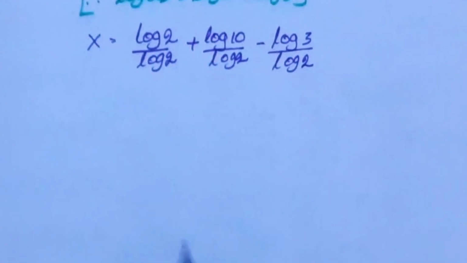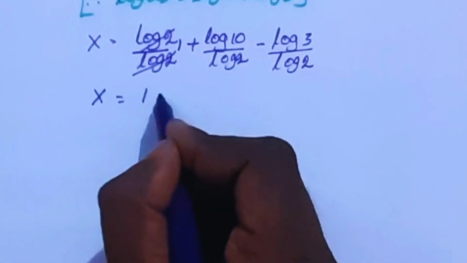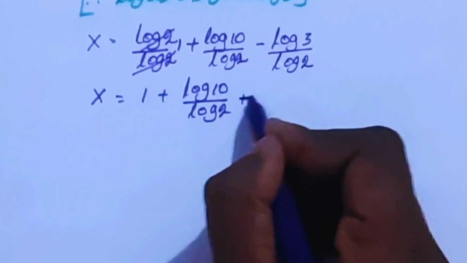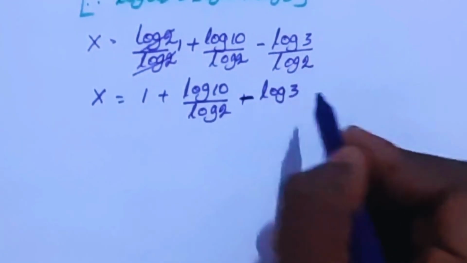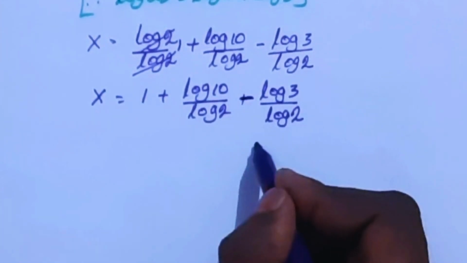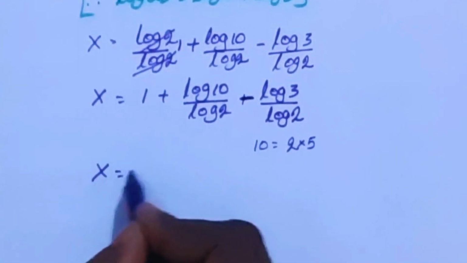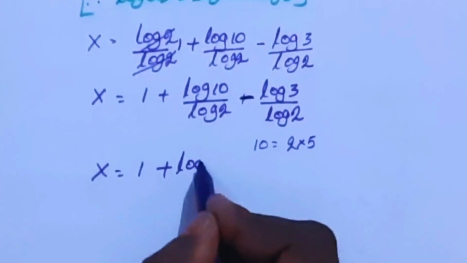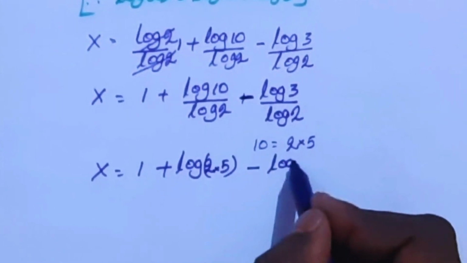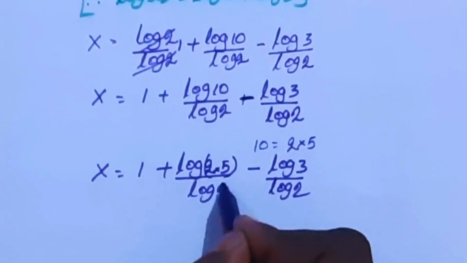Now you see this log 2 cancels this. Here it is 1. So x equal to 1 plus log 10 by log 2 minus log 3 by log 2. Now this 10 can be written as 2 times 5. So x equal to 1 plus log 2 times 5 minus log 3, here log 2, here also log 2.